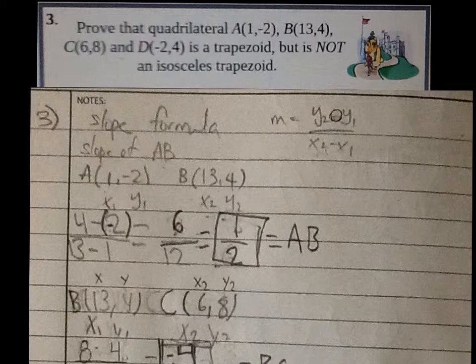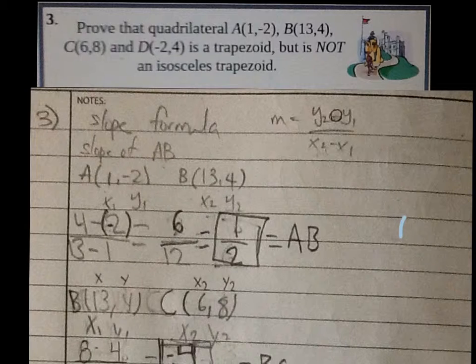Alright, I'm doing number 3, and I'm doing slope formula. Slope of AB, where A is (1, -2) and B is (13, 4). So X1 is 1, Y1 is negative 2, X2 is 13, and Y2 is 4.